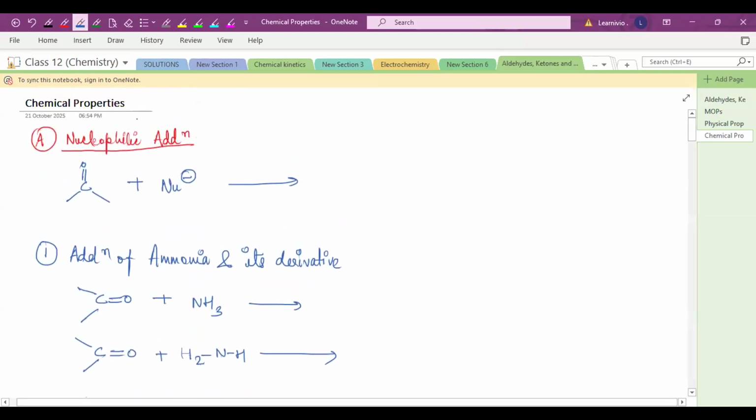So what is a nucleophilic addition reaction? Suppose this is your carbonyl compound, and you add a nucleophile. Between this carbon and oxygen, the carbon is partially positive and the oxygen is partially negative because it is more electronegative. So the nucleophile will attack this positive center, this carbon. When it attacks this carbon, the pi bond will shift over to the oxygen, so this gives you O minus, and the nucleophile gets attached to the carbon.